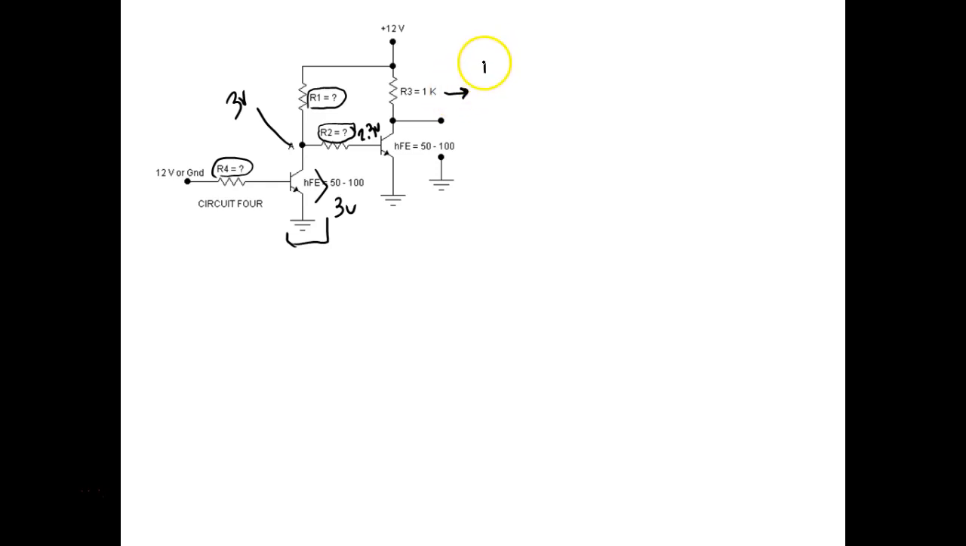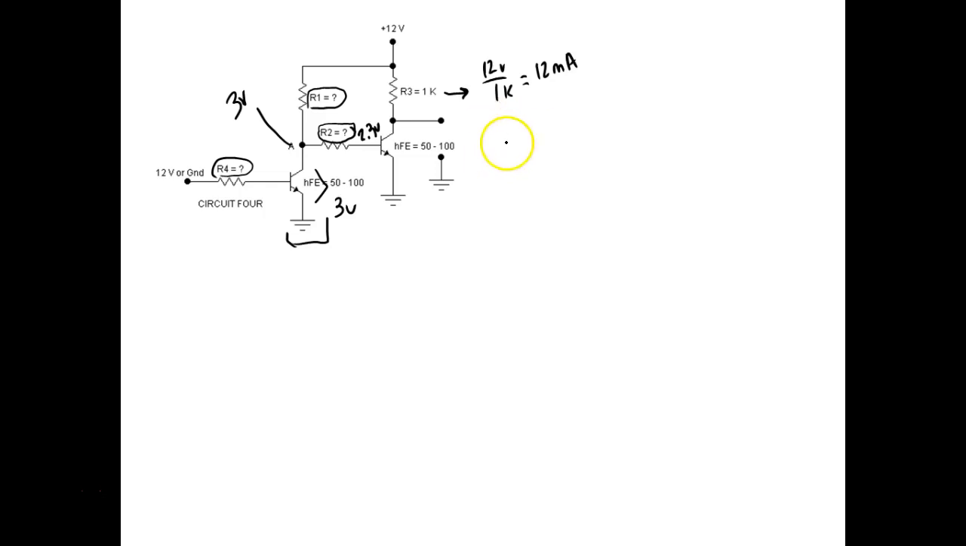We know it's got to drop 12 volts at 1K. So I would be equal to what? 12 milliamps. We okay? And now we can find IB, right?